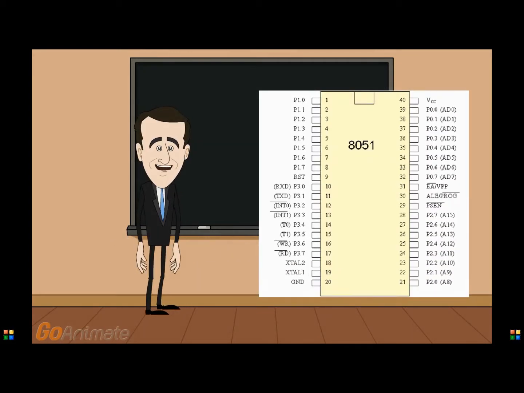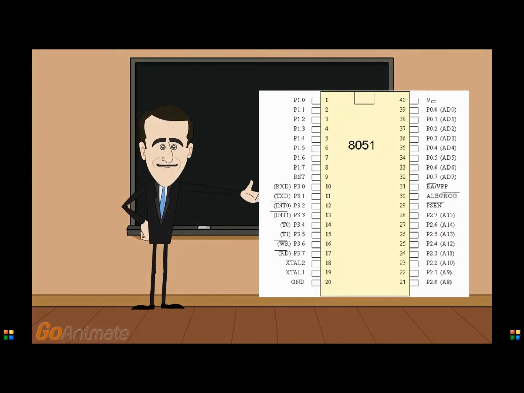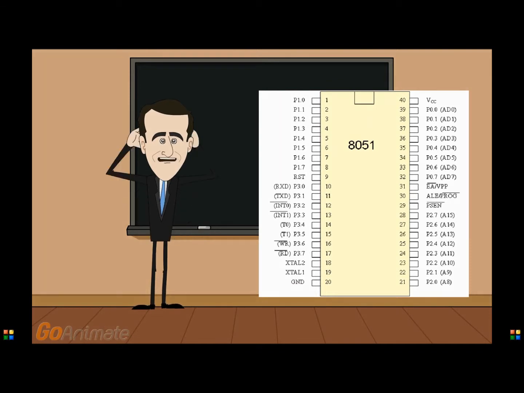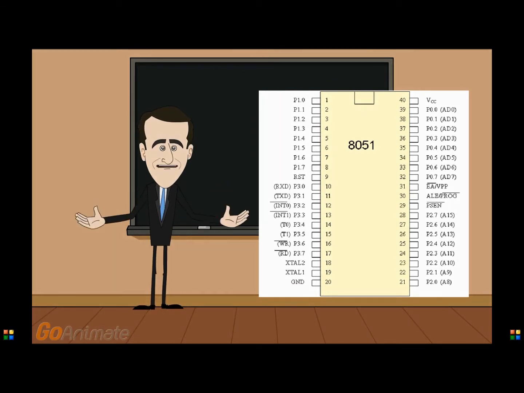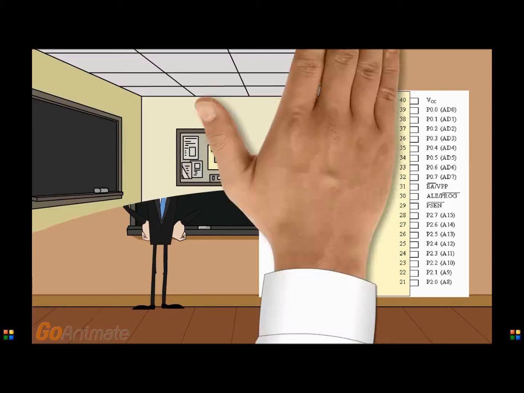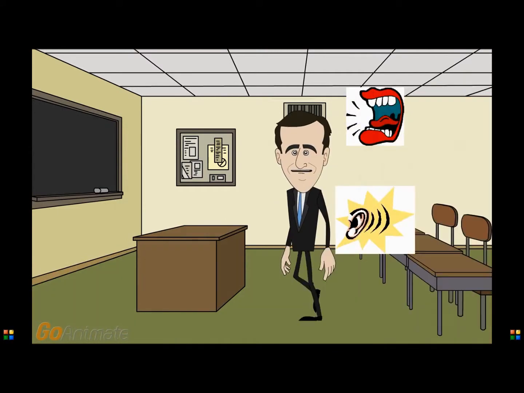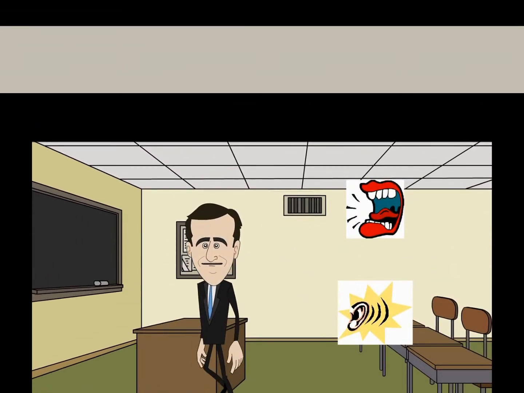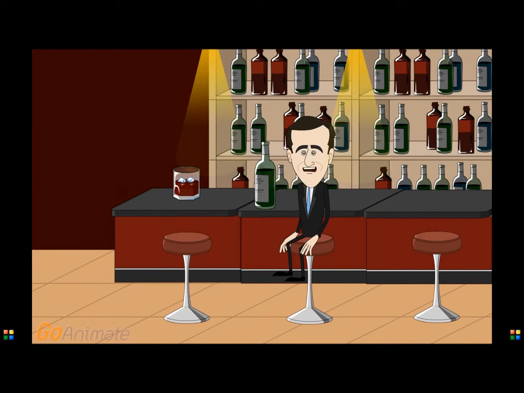As you can see here, it has 40 pins, out of which most are labeled as either P0, P1, P2 or P3. They are what we call the ports of the microcontroller. These ports are just like the mouth or ears of yours. They help us in either listening or speaking.